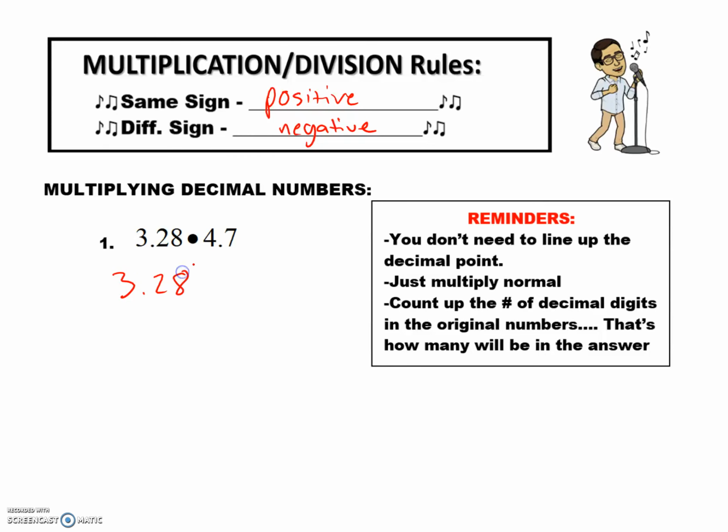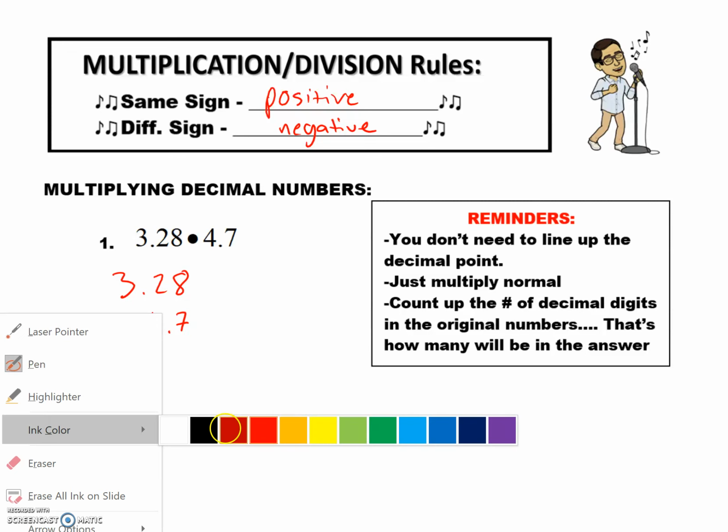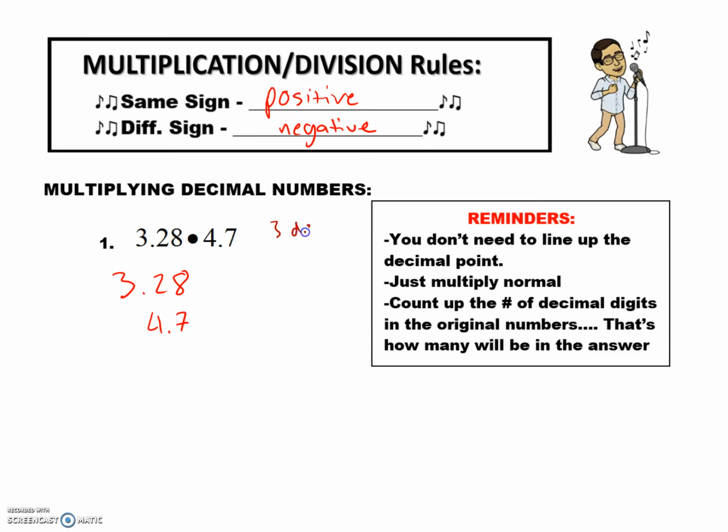So we've got 3.28 times 4.7. What we want to do is count up the number of decimal places. There are 3 decimal places, right? So at the end, we're going to need to make sure that we have 3 decimal places. Okay, so back to it. We're multiplying here. 7 times 8 is 56. Carry the 5. 7 times 2 is 14, 15, 16, 17, 18, 19. 19, carry the 1. 7 times 3 is 21, 22.